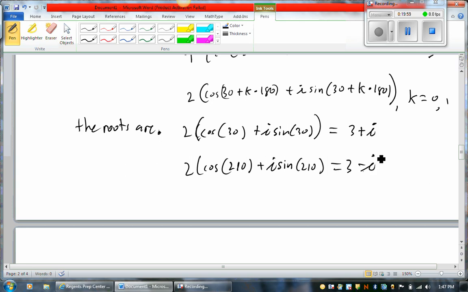Sorry, this is negative radical 3 minus i, and the first root is radical 3 plus i.